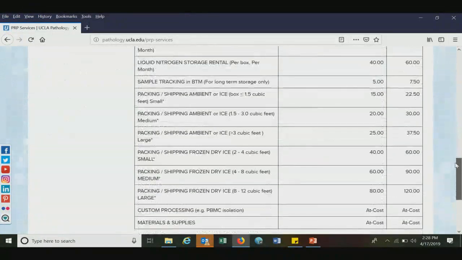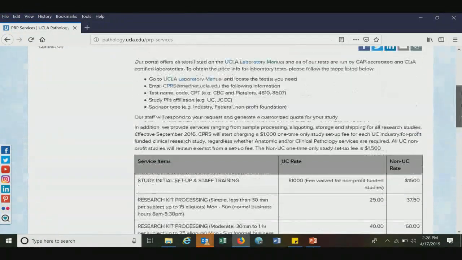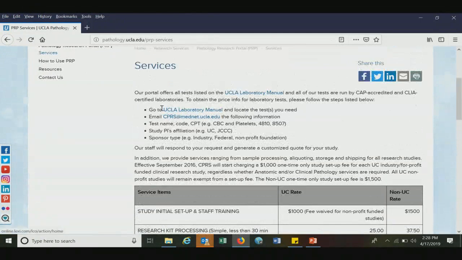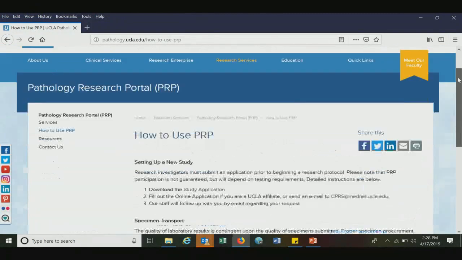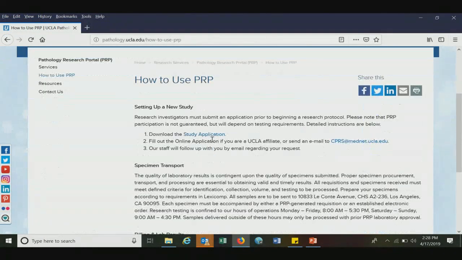So this is great, because if you're trying to put together your budget, you can figure out how much it's going to cost. And then if you want to know how much your assay is going to cost, just send them this information and they'll give you a quote for how much the assay is going to cost per person. So it's great. Then they have this, how to use PRP. There's an application that you need to send in.